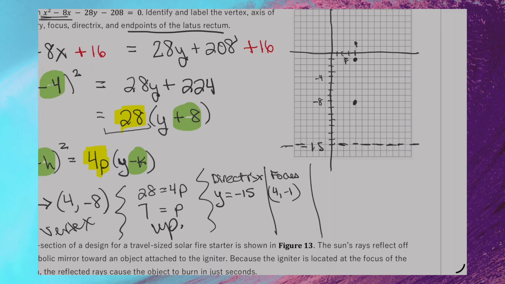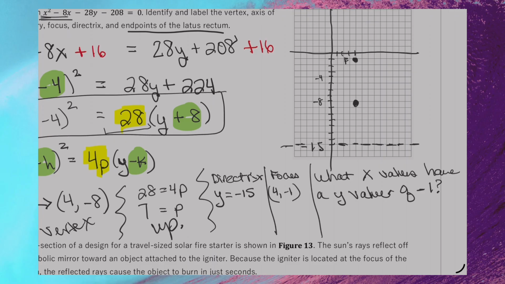So I know that this parabola is opening up, and we're going to go through the focus. So what x values have a y value of -1 is the question. So we go to our equation right here. I'll write it and just finish this side of it. Here's the equation we're working with, okay?